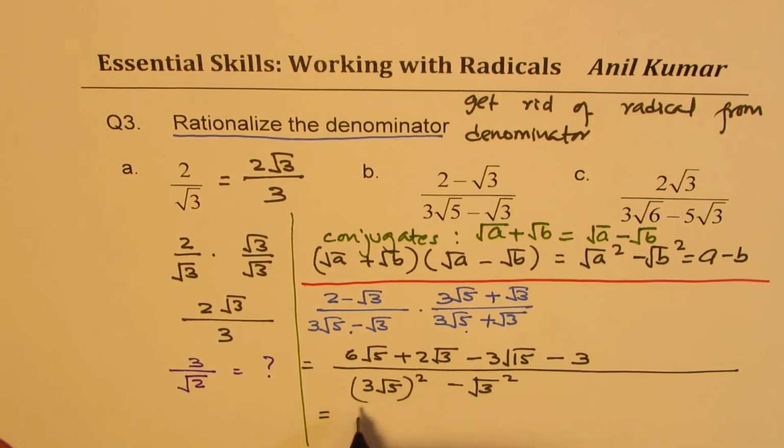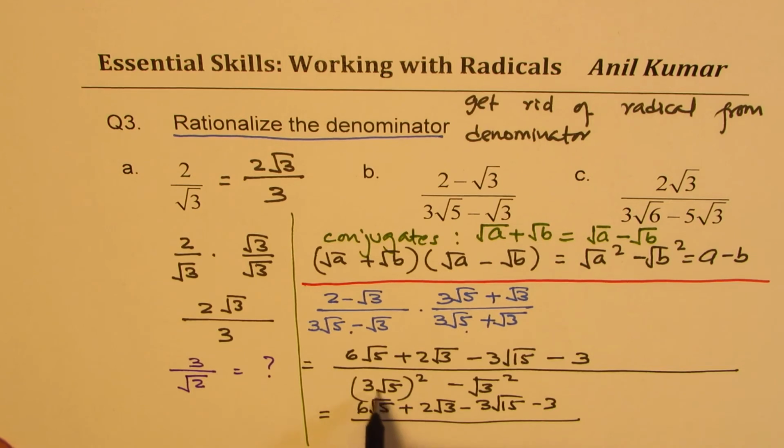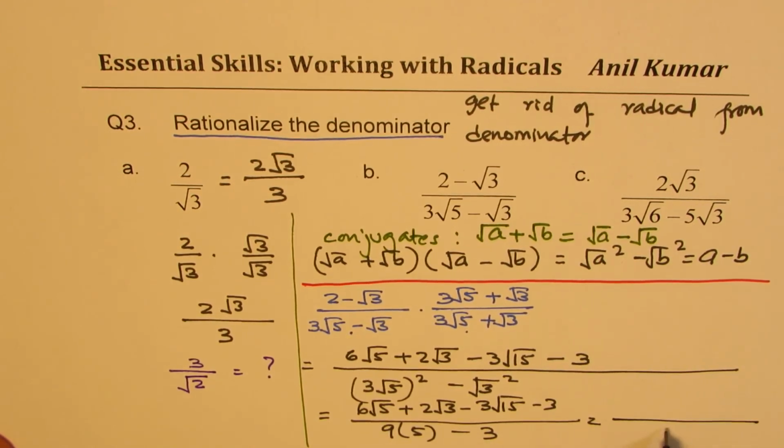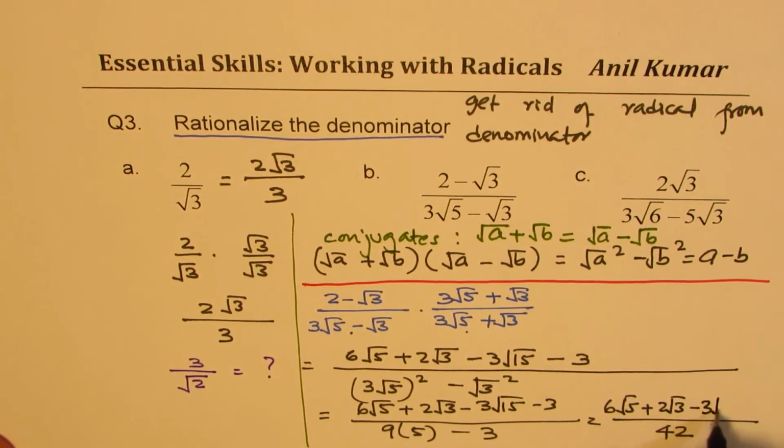And in the denominator, we could simplify, right? How? Simply because this square will be 3 squared, which is 9, times 5, minus square root 3 squared, which is 3. So it is 9 times 5, 45, minus 3. So the denominator will be 42, right? The numerator as such, any order you could write, right? I'm not very particular about that order. Some books are. Anyway, we'll just keep it like this. So that becomes your solution.